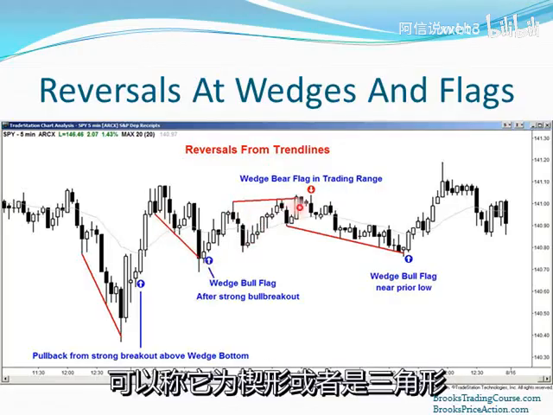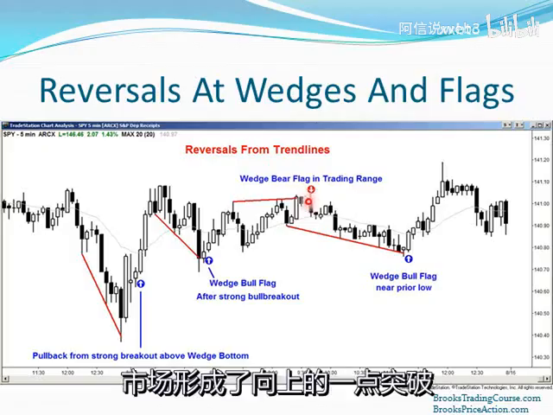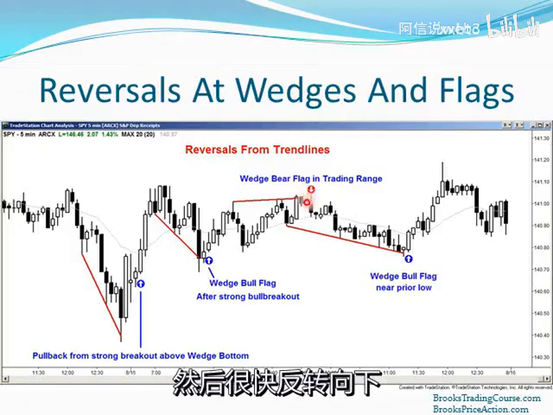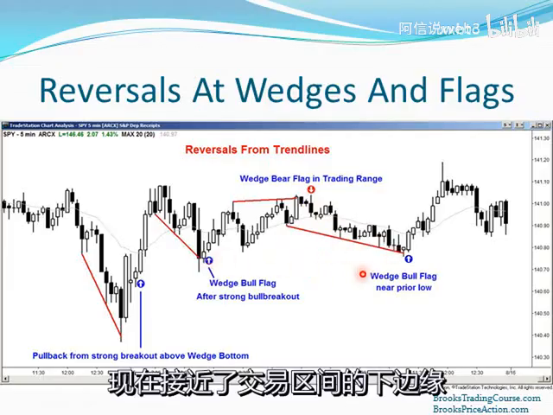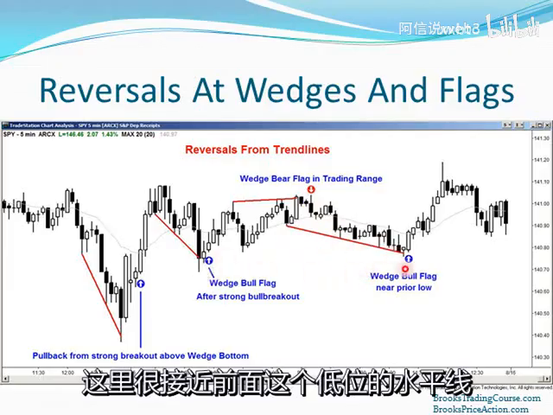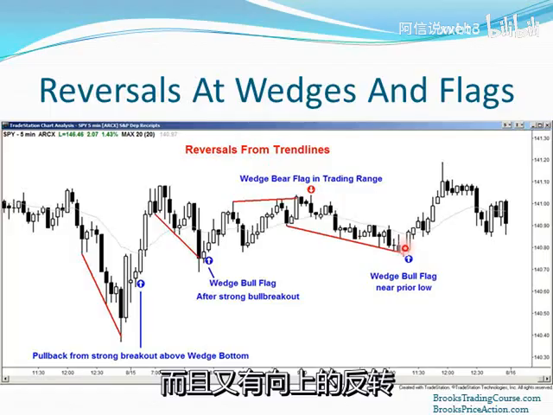Here we have a double top. You can call it a wedge, you can call it a triangle, and it's at the top of a trading range. The market poked out of the top and then reversed down. And again, a bull channel, now at the bottom of a trading range, so near a prior low, so you have a large double bottom, and the market poked below the trend channel line and is reversing up.